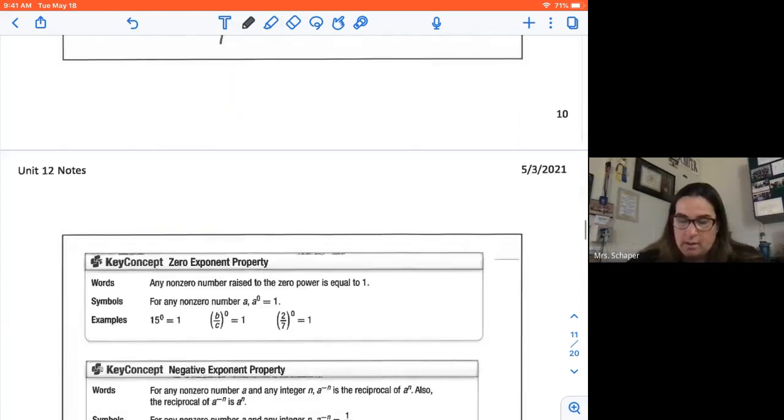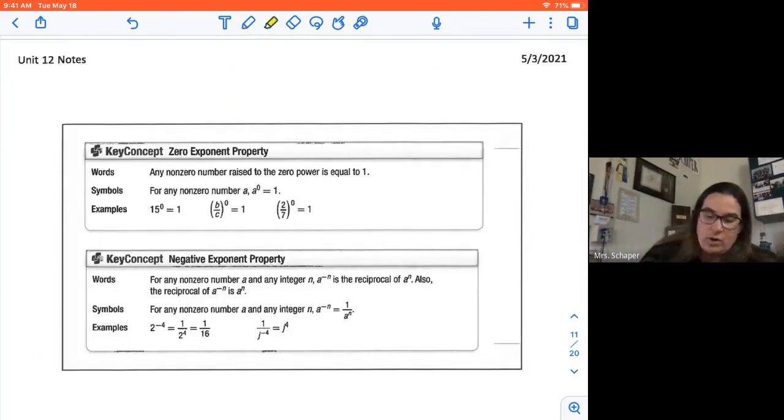Okay. So that's the 0 exponent property. Anything to the 0 power. When you look, we gave you a couple different examples. It's always going to be 1.